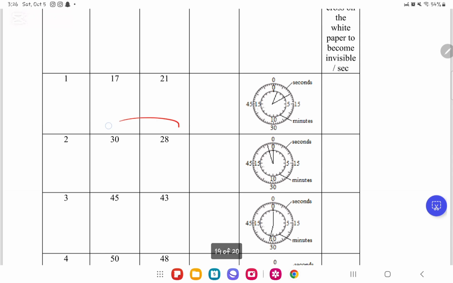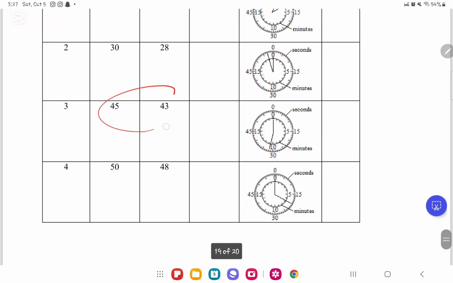In 2, the average temperature was 30 plus 28 divided by 2. Let me do it on the calculator, 30 plus 28 divided by 2. We're going to get 29. Okay, and the time taken was 0 minutes and 50, 51, 52, approximately 52, I would say 52 or 53, I'm not sure, seconds. For experiment 3, we add 45 and 43, then we divide it by 2. Let me do it on the calculator.